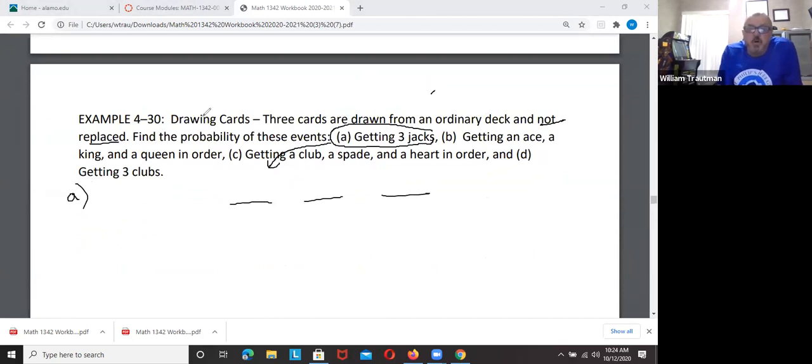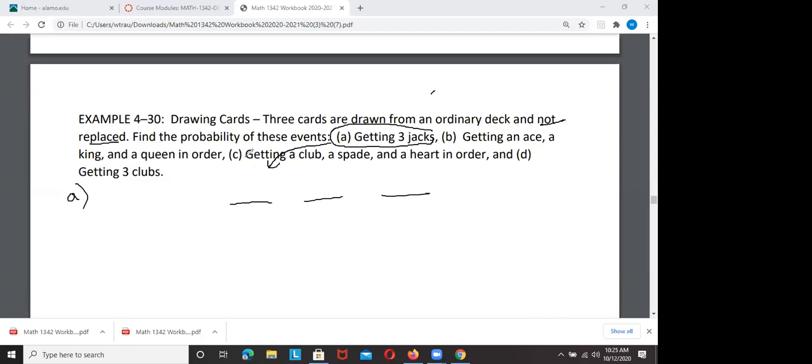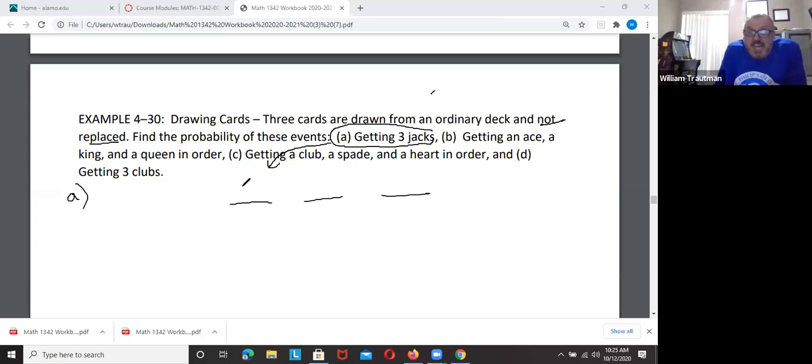Does anybody know the probability of getting a jack on the first card? What's the probability of getting a jack when you pick 1 card out of the deck? 4 out of 52? Yes, there are 4. The desired is a jack, right? The top is the desired. There are 4 jacks out of 52 cards.